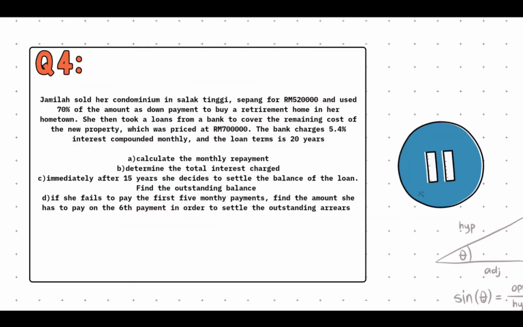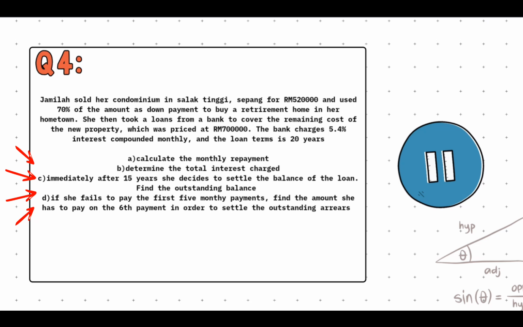Now let's move to question number 4. Jamila sold her condominium in Salak Tinggi, Sepang for RM520,000. The bank charged 5.4% interest compounded monthly and the loan term is 20 years. Now, the questions: A. Calculate the monthly repayment. B. Determine the total interest charge.